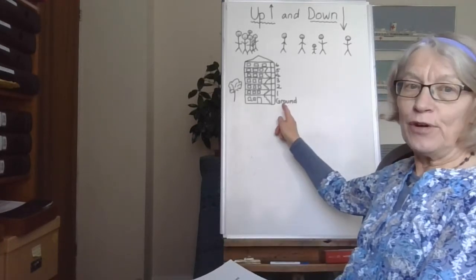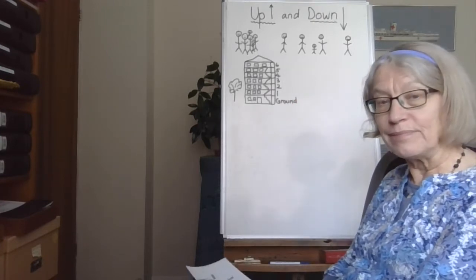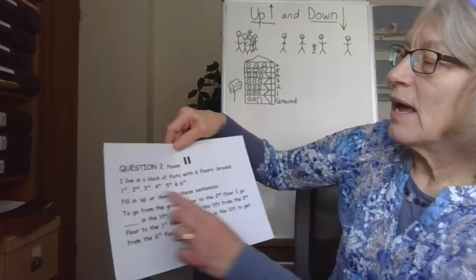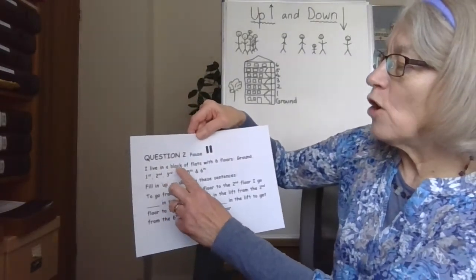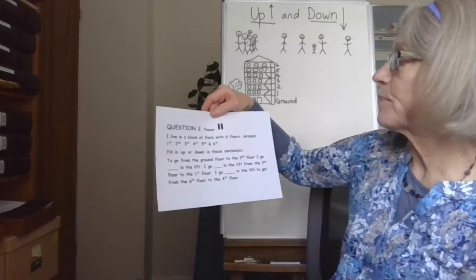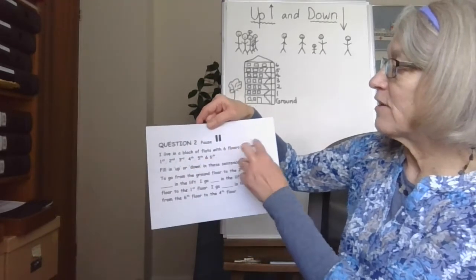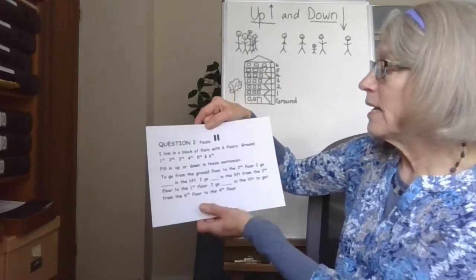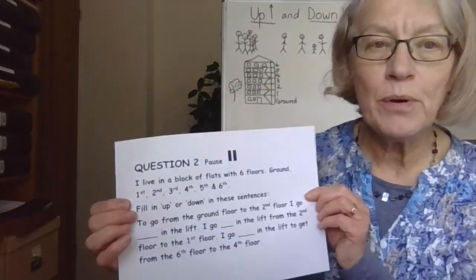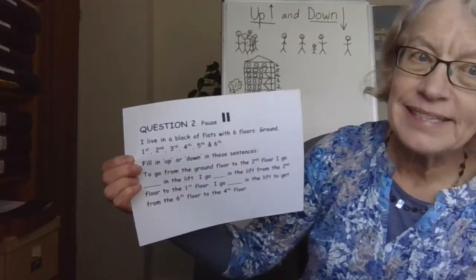So the ground floor is at the bottom, and the sixth floor is at the top. Now, here's your question. I live in a block of flats with 6 floors. There we are. The first, second, third, fourth, fifth, sixth, and the ground floor. Now, I've written some sentences here, and you have to put up or down in the sentences.